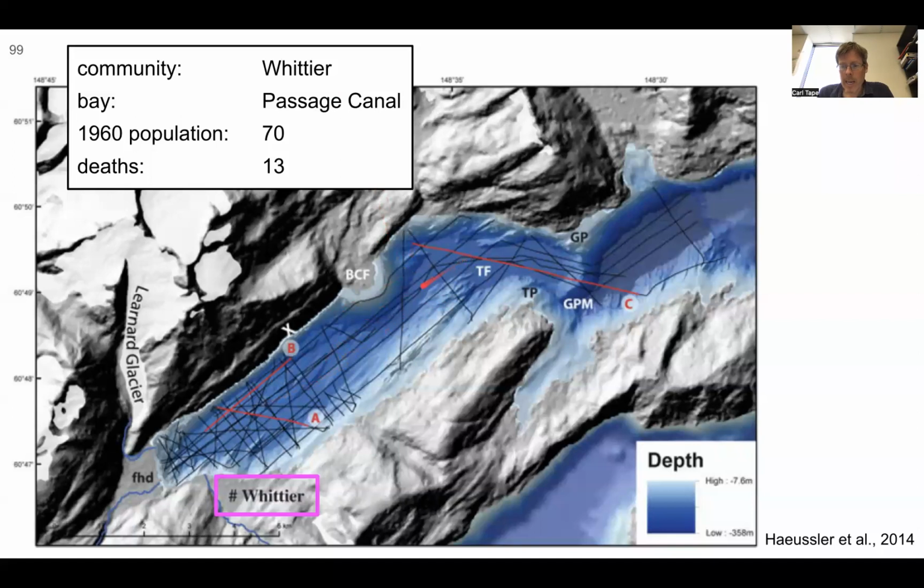And this shows, again, depths of, in this case, the lows here are at 358 meters, a couple hundred meters. So this typifies these fjords that we've seen here associated with submarine landslides and local tsunamis. So down here is the community of Whittier with respect to Passage Canal.